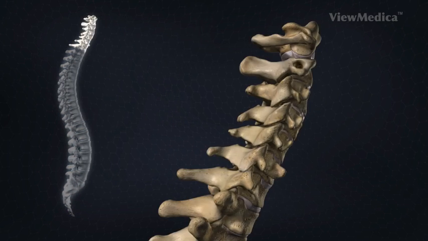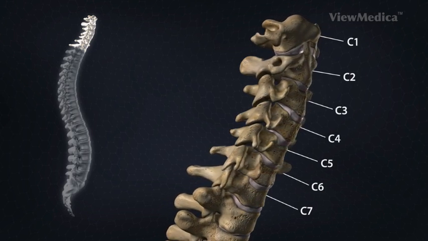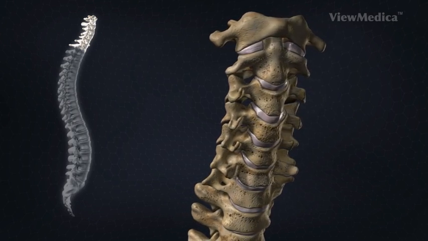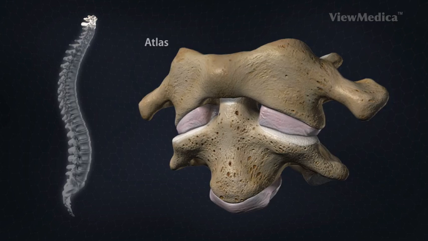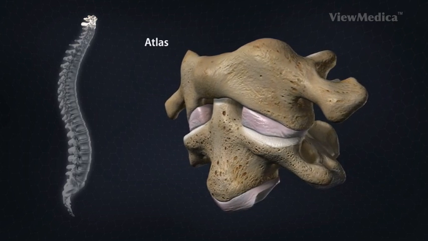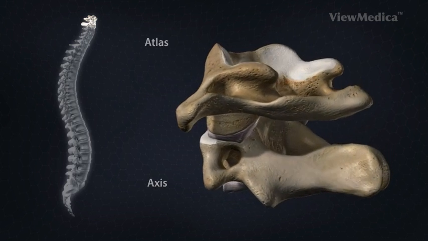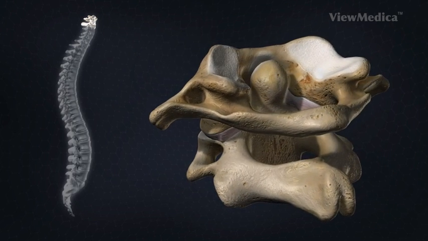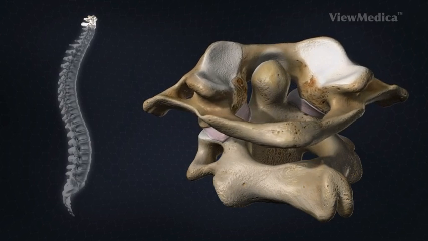The cervical region consists of 7 vertebrae, labeled C1 to C7. The first cervical vertebra is called the atlas. The second is called the axis. Together, the atlas and axis form the joint that connects the spine to the skull and allows the head to swivel and nod.